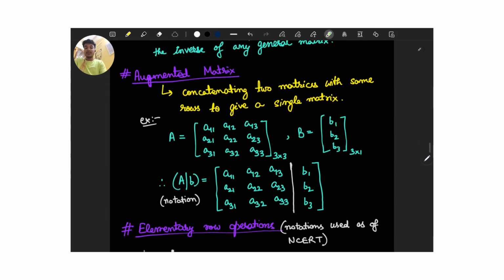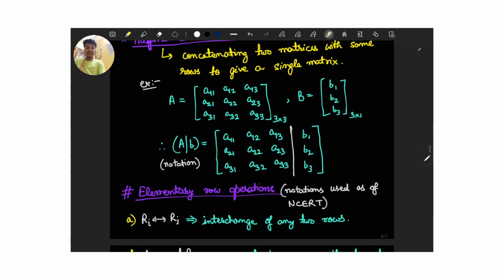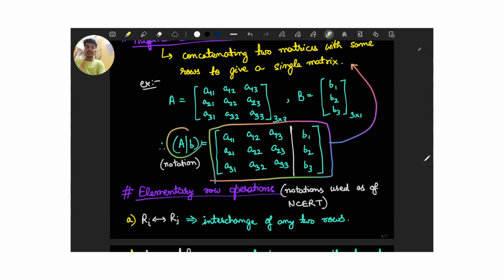Okay, for example, if A is a 3x3 matrix, as you can see, and B is a 3x1 matrix, so we can see that they have essentially the same number of rows. Same number of rows. So we can basically concatenate them end to end to give a single matrix.